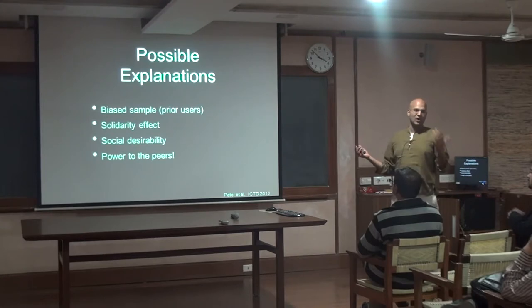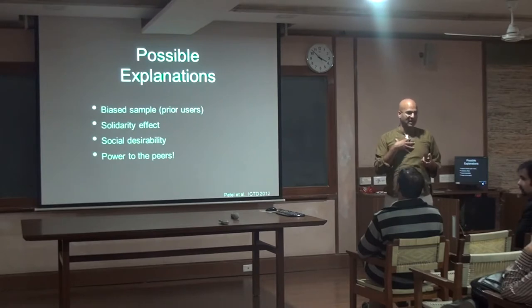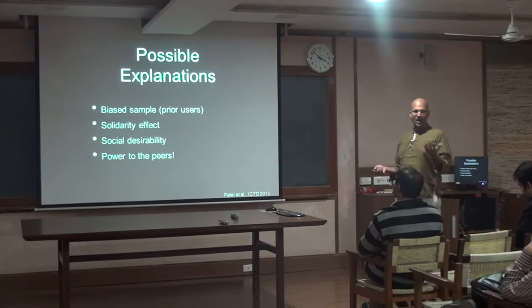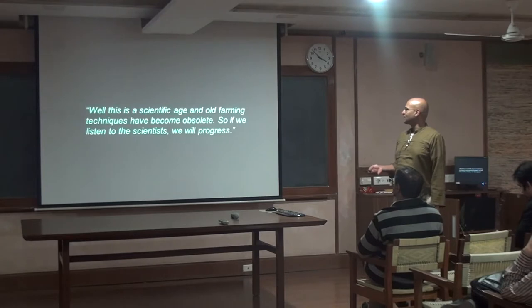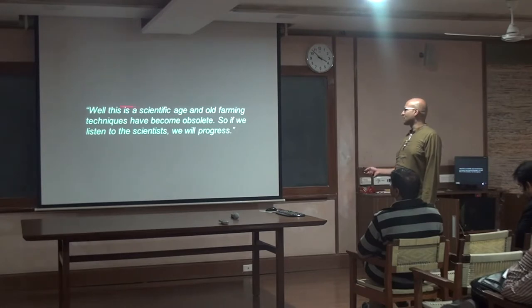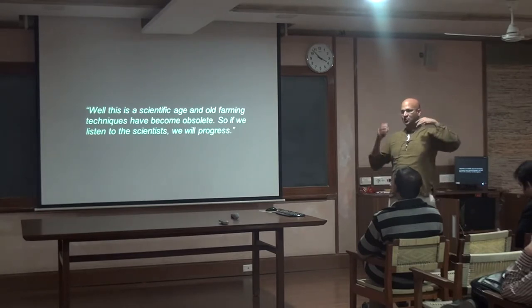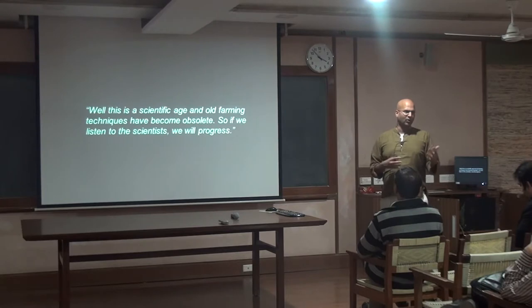But also, when we talk to farmers, almost invariably they tell us that they want to get information from scientists and experts. And potentially there's some social desirability to that. They think we're experts, we're scientists, and so that's the kind of answer we'd like to hear. When we talk to farmers about why they want information from scientists, they give us very normative explanations like this: "Well, the scientific age has arrived and old farming techniques have become obsolete, so if we listen to the scientists, we will progress." This shows that they equate scientists and science with progress, but without really any explanation for why they consider that information to be more credible.